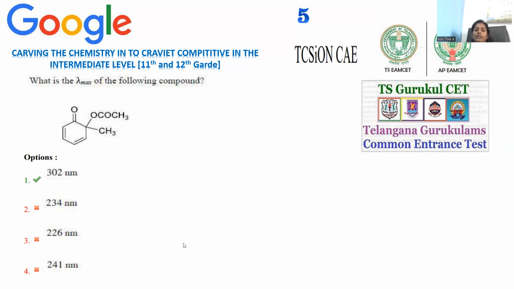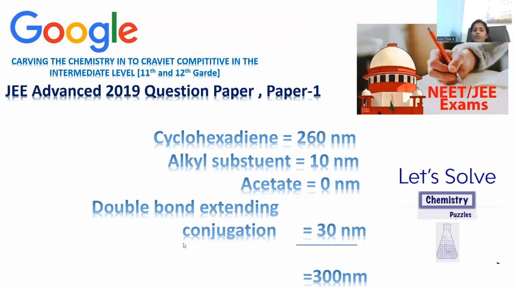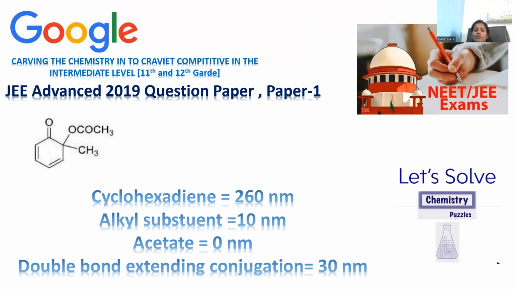In order to calculate, there are specific guidelines called the Woodward-Fieser rules. For any unknown compound given to you, there are certain values for the absorption of lambda max so that you can go for the calculation. According to Woodward-Fieser, if we have cyclohexadiene, cyclo means a ring system, hexa means six-membered, diene means a six-membered ring with two double bonds. In that case, 260 nanometers is the base value. So here for cyclohexadiene, the value will be 260.